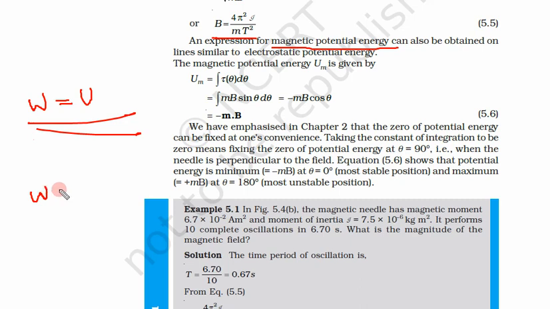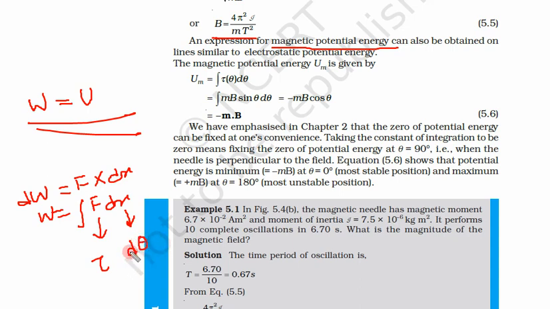So what is the work done? Work done is force into distance. Small work done is F dx, and total work done is simply the integration of this F dx. Now you know in rotational motion force is replaced by torque, and distance is replaced by angle. So tau d theta. So let us put it here: W is equal to integral, F is equal to tau, dx is equal to d theta.